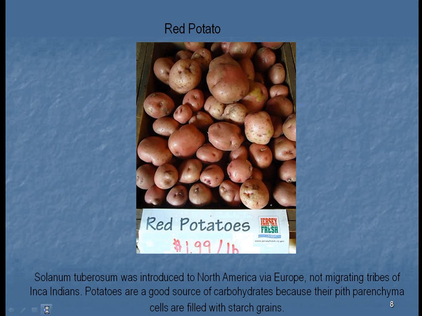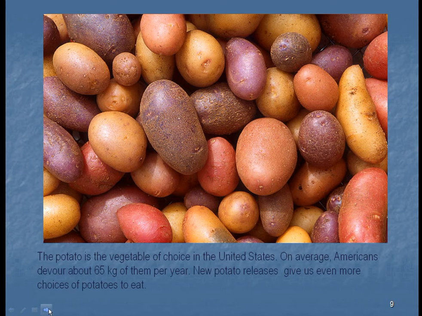Americans eat a lot of potatoes. We usually have up to 65 kilograms of them per year. Look at all these different varieties that you see here. You see some that are long and thin. You see some that are round. You see some that are thicker. Some are yellow. Some are purple. Some are orangish. We have a lot of different potatoes. When you go to the supermarket, you can see all these different varieties that are there.